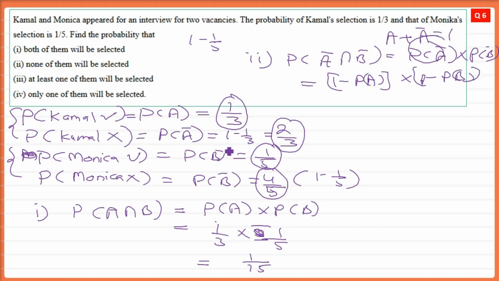So P(A bar) we are going to directly write. I'm not doing 1 minus P(A). P(A bar) is already with us, 2 by 3. And this is 4 by 5, which is P(B bar). So this becomes 8 by 15. So this is the second one.